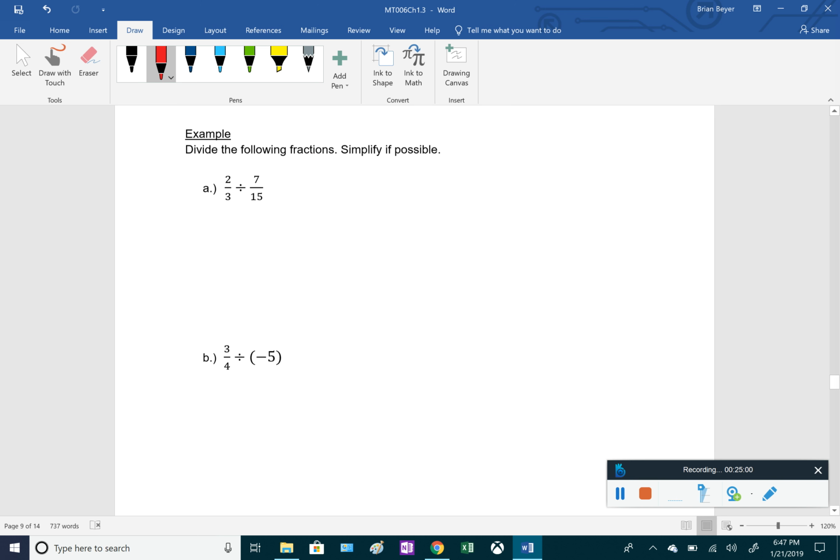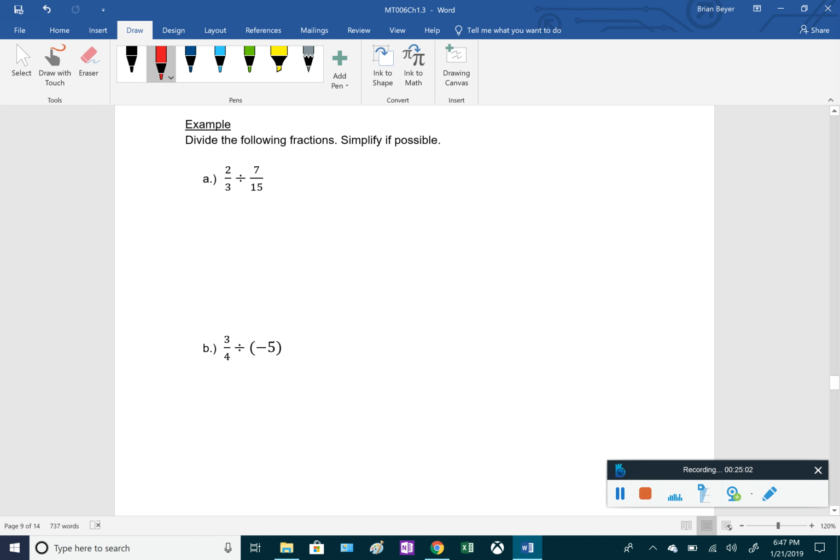Okay, so let's do some examples here. So divide and simplify if possible. So we have 2/3 divided by 7/15. So keep, change, flip. Keep the first one the same. Change to multiplication. Reciprocate the second one. So we have 2/3 times 15/7. So now we multiply just like we did previously.